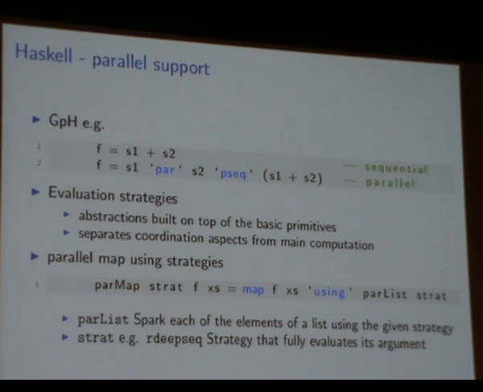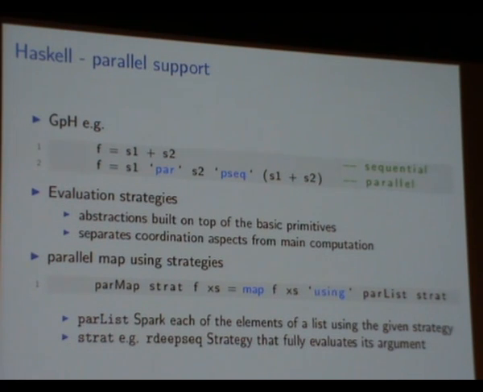And so we have further abstractions built on top of these basic primitives, which are called evaluation strategies. Evaluation strategies separate the coordination aspect from the main computation. So basically it introduces a function called `using`, as you can see here, which takes an expression and then a strategy. The strategy defines the parallel strategy, how to proceed with evaluation.